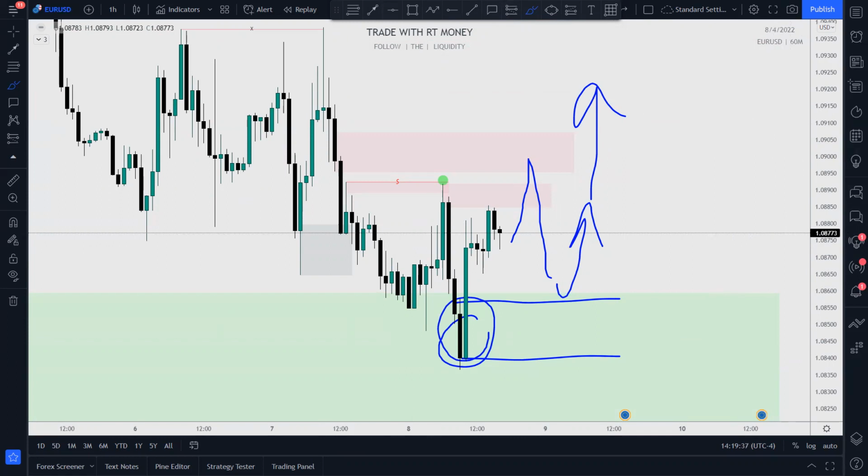We have one for the euro on Thursday, but we also have two on Wednesday for the Canadian dollar and the New Zealand dollar.